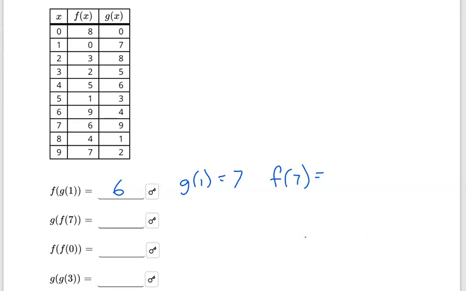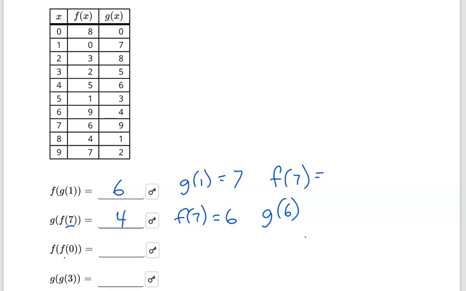G of f of 7, again, we find out what the inside is first. F of 7, well, remember that. F of 7 gives us 6. Now g of f of 7 is g of 6. 6 input, g gives us 4.